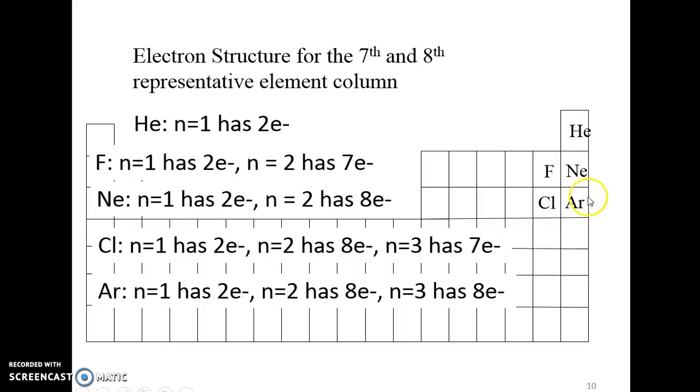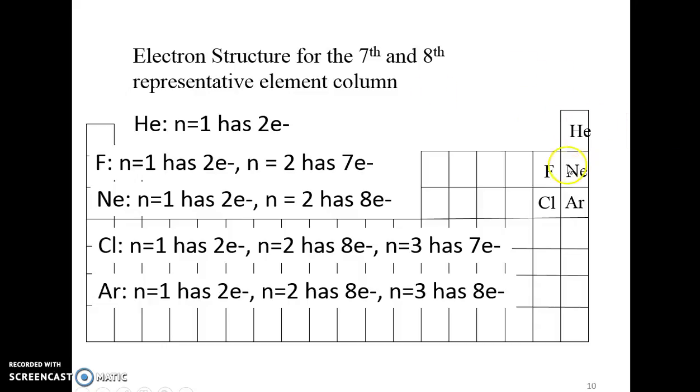Notice that neon and argon all have 8 electrons in that highest energy level. Helium only has 2 though. Remember, these are the inert gases, and we'll go back to this electron configuration in order to talk about stability. Things that are real stable are inert.